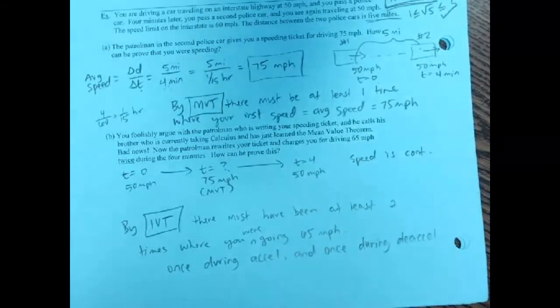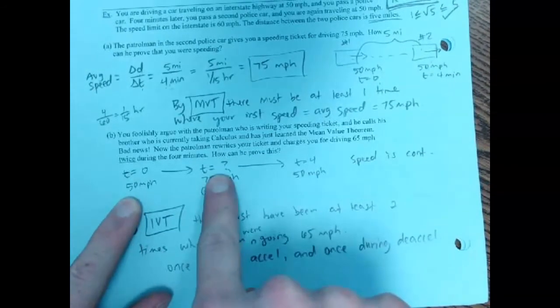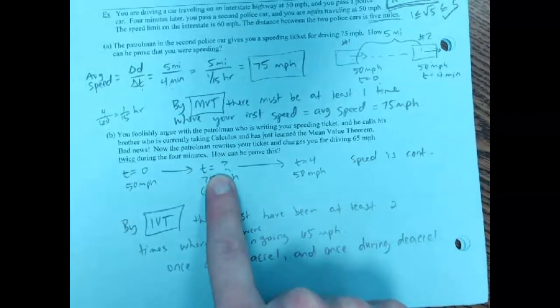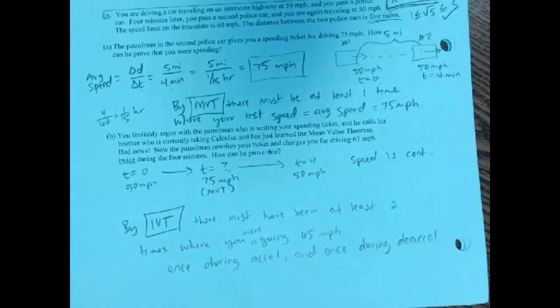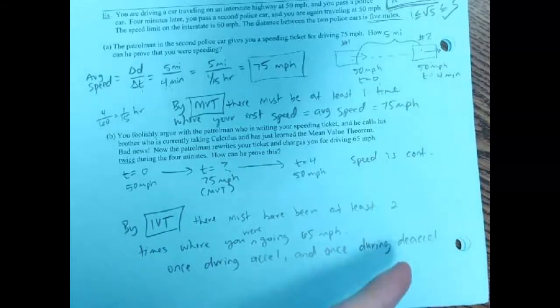Now, that's it, we're done with this question, right? IVT, yes, you can prove that you were going 65 twice. Since you start at 50 and you go up to 75, you got to pass 65 once at least, and then you're at 75, go down to 50, you know you have to pass the 65. Could you also prove, like if you had a really nice police officer, could you also prove that you were going 51 miles per hour twice? Yes. What about 60 twice? Yes. 65 twice? Yes, we just did that one.